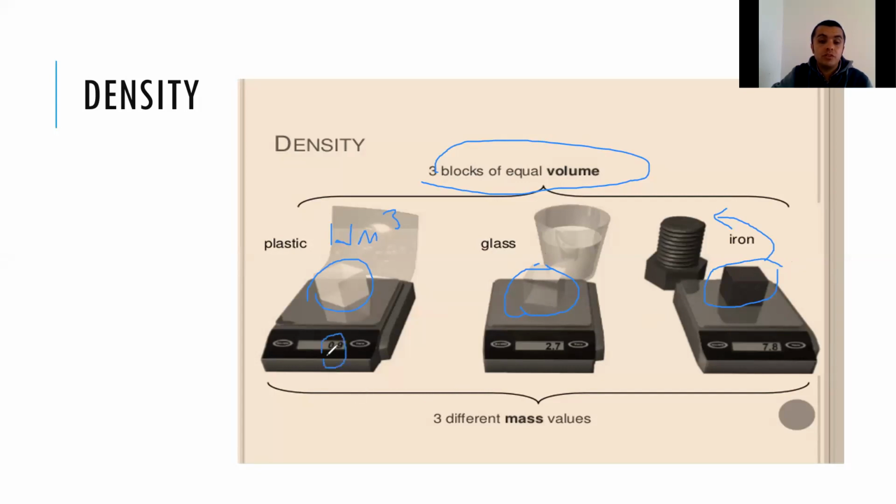You see that this one is 0.9 grams, this one is 2.7 grams, this one is 7.8 grams. So by using this, how can I compare their densities? They have the same volume. The one with higher mass is going to have the highest density. So we can say that iron has the highest density, after that glass has higher density, and the lowest density is the plastic.